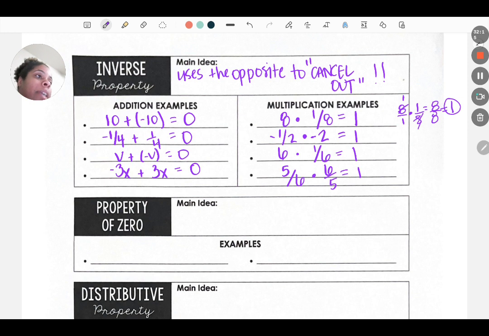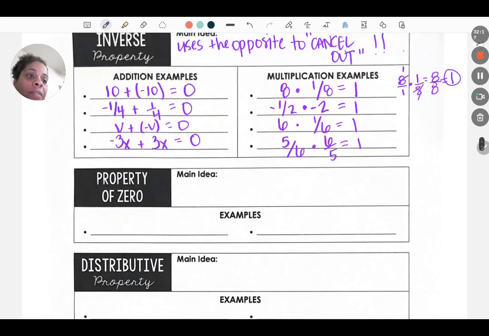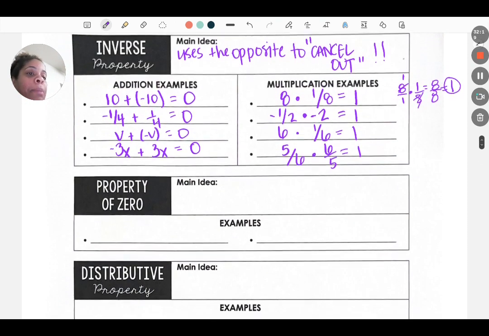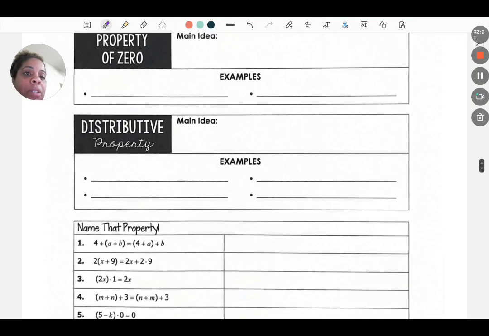All right, let's move a little quicker. I'm getting closer to the 35 mark. If you need to, you can stop and pause so you can copy this, but I'm going to move quickly so I can get through it.